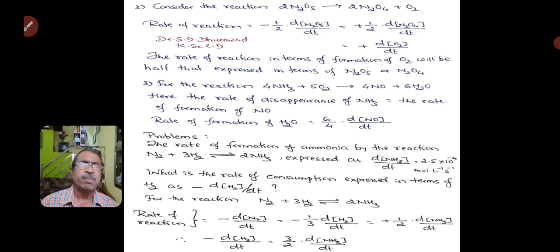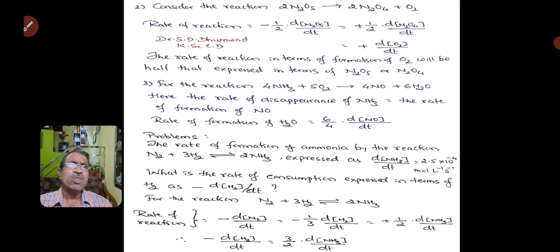Consider another reaction, 4NH3 plus 5O2 gives 4NO plus 6H2O. That means 4 moles of ammonia combine with 5 moles of oxygen to form 4 moles of nitric oxide and 6 moles of water. Here the rate of disappearance of ammonia is equal to the rate of formation of nitric oxide, because both have coefficient 4. Therefore, the rate of formation of water is equal to 6 by 4 times the rate of formation of nitric oxide, that is dNO upon dt.